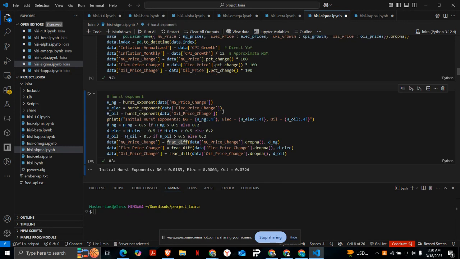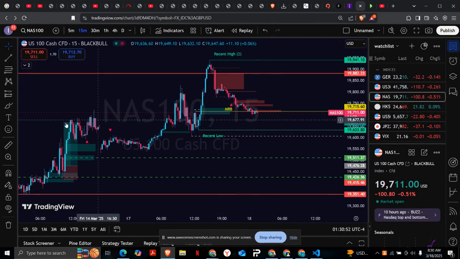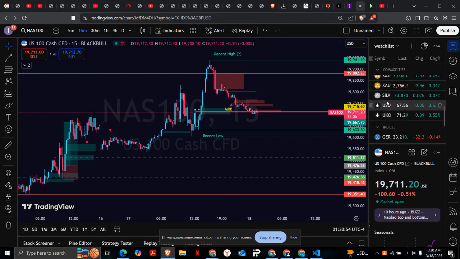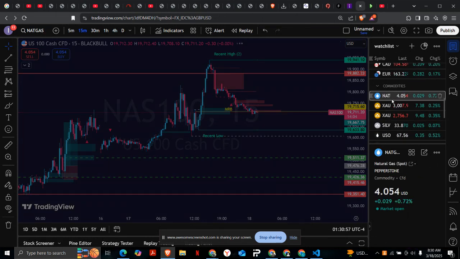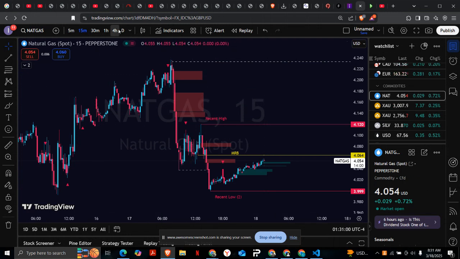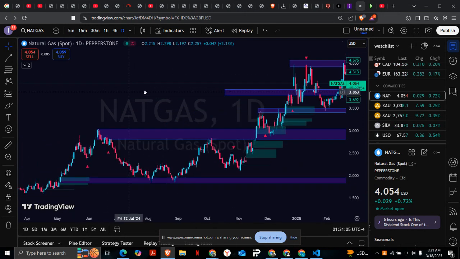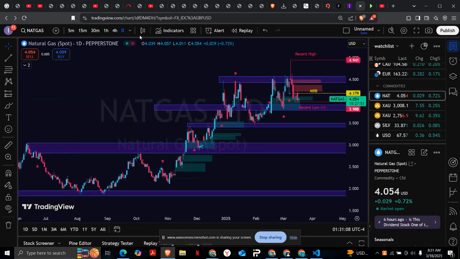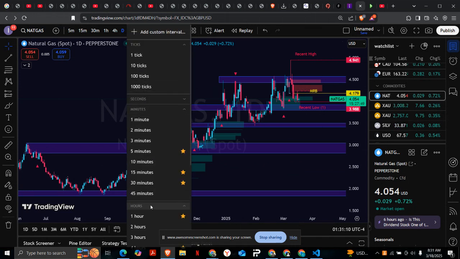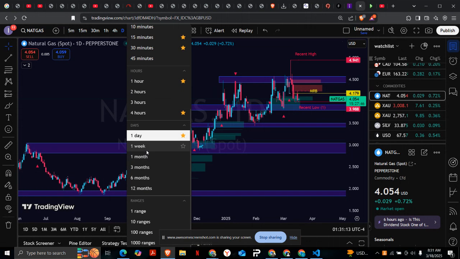Now, the calculation of the Hurst exponent: like I was saying, energy prices tend to have a Hurst exponent that is less than 0.5. You'll see that this is actually true if we check on energy prices. If we take something like natural gas, you'll see that in the long run, natural gas tends to oscillate around certain price points. Now let's go to the 1 week.